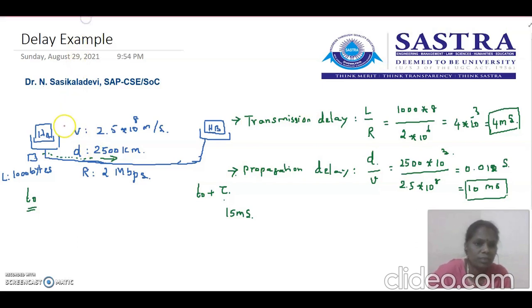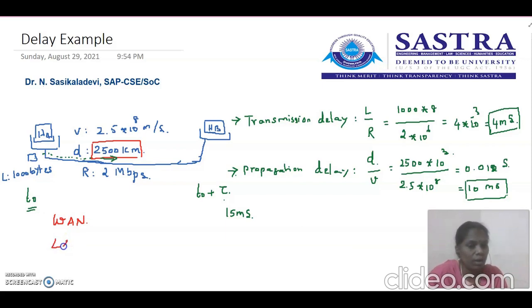Now see this distance. Based on this distance, you can identify the type of the network. We have personal area network, local area network and wide area network. If the distance between the nodes is 2500 kilometers, definitely the underlying network is a wide area network, not a local area network. If you take a local area network, the distance is in terms of meters, not in terms of kilometers.